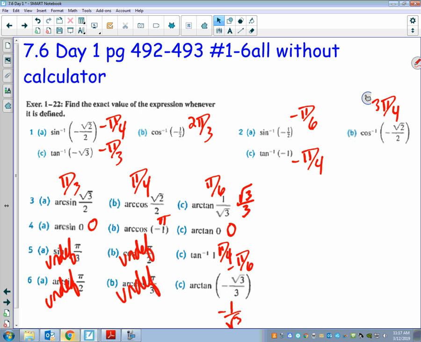Remember that, like, number 6 part C here, that's rationalized, so you have to think about that that's really saying -1 over square root of 3, so the answer is -pi/6. And so you can pause this if you need it to look at it. If you have questions, we can talk about them tomorrow.